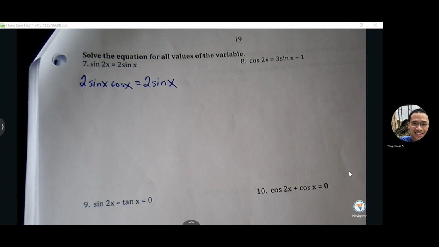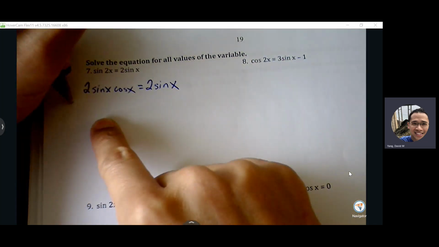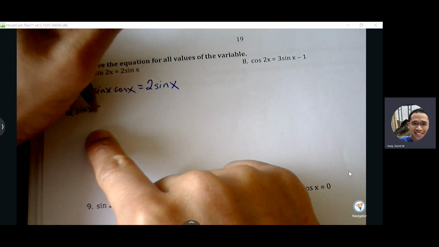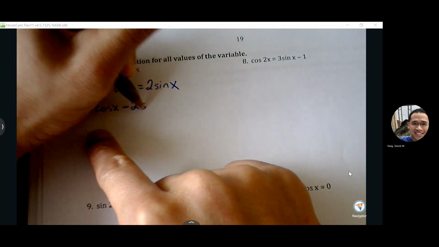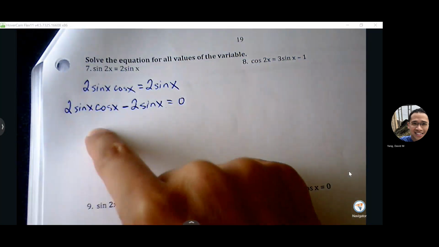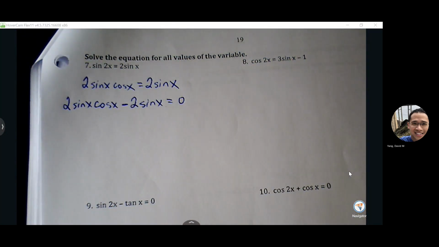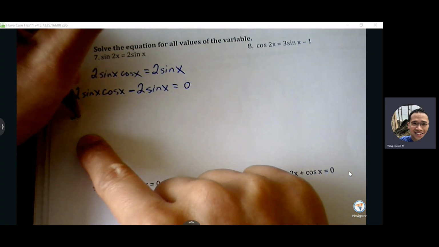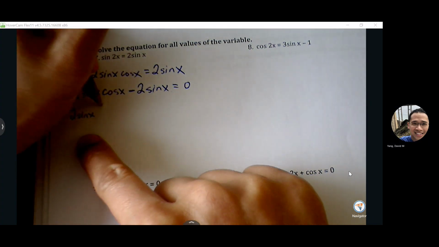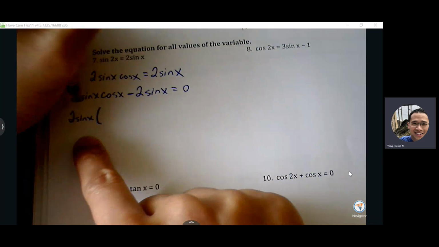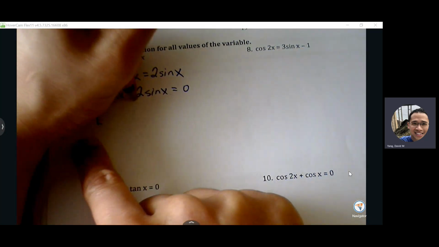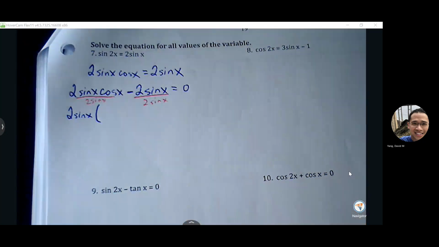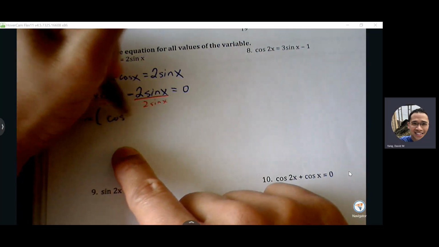Okay, what would you do first? Subtract, right? We don't want to divide by sine, otherwise we lose a solution here. We want to get it onto the same side. Think in terms of GCF. Okay, so GCF. Sine x. I'm going to take 2 sine x out. It's not going to make that much of a difference, just makes it a little bit cleaner, maybe. So divide both terms by 2 sine x. Okay, I'm left with cosine x minus 1.